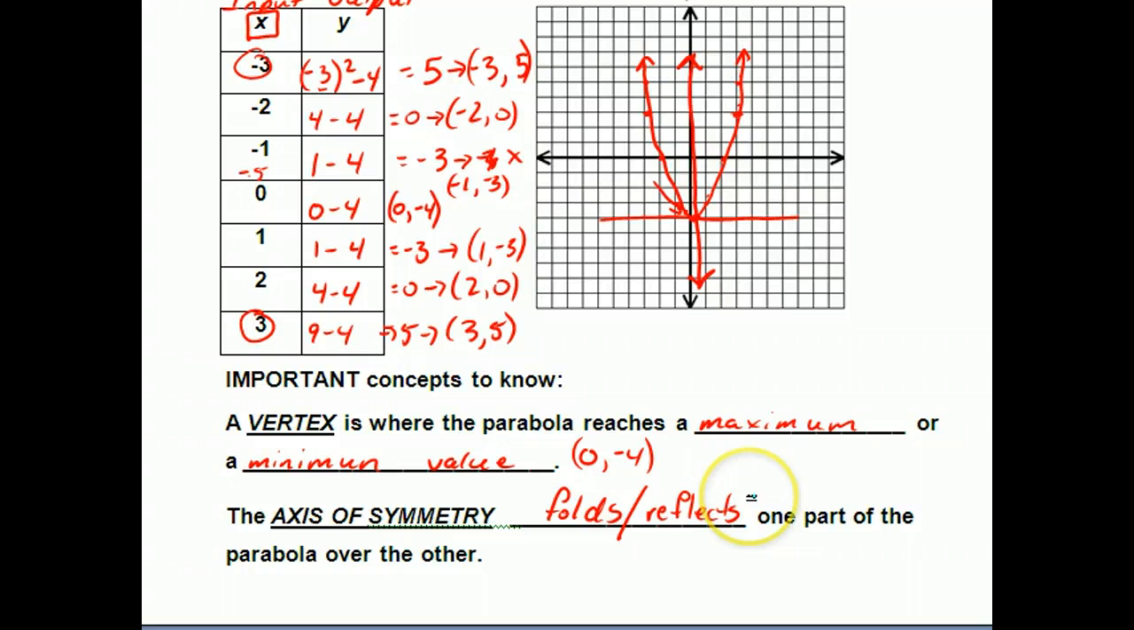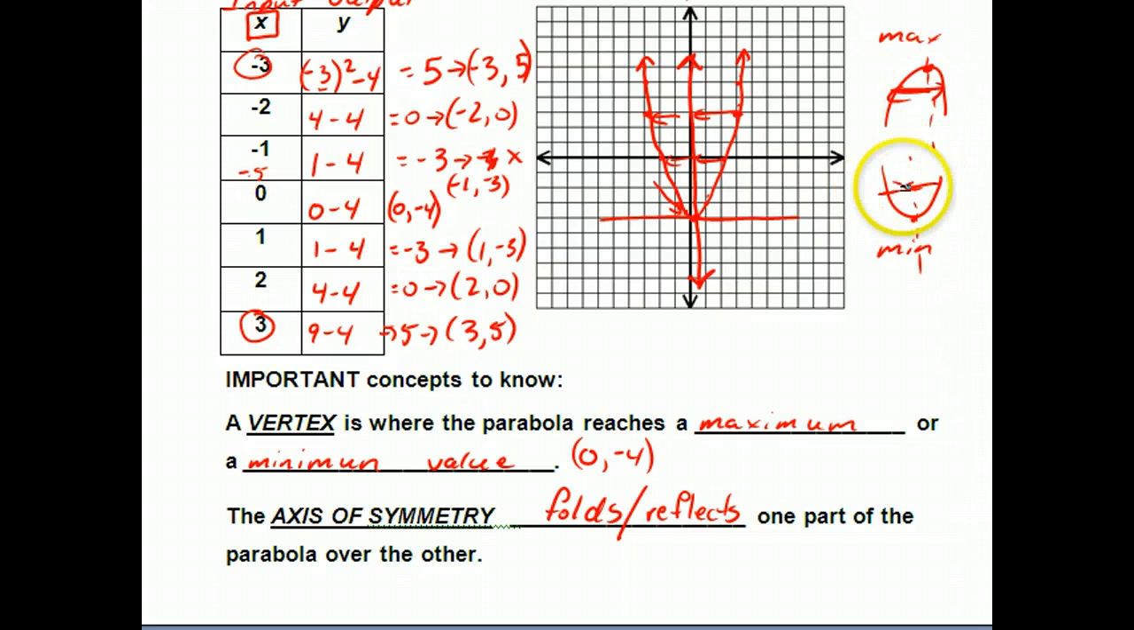Folds, or here we can also put reflects, one part of the graph over the other. So this point is going to reflect over the y-axis to this point, to this point, and on and on and on. Okay? So there's a couple of things there. The vertex is at the minimum or maximum value, so we can either have a parabola that looks like this or like this. So here would be a max value, and here's a min. Okay? And our axis of symmetry is simply the line that cuts our parabola in half so that one side will reflect over the other.